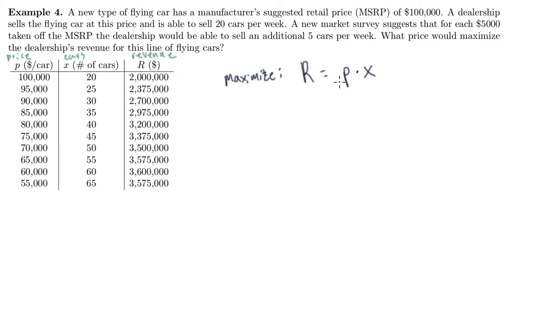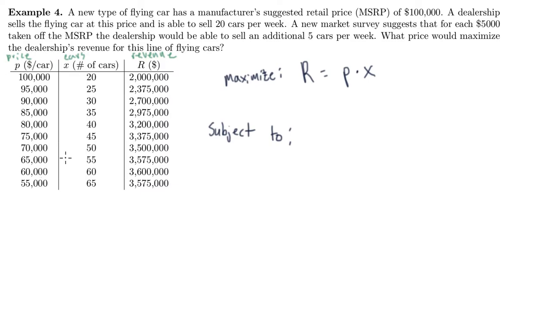Excellent. So what is the constraint? I guess that is the next question. So subject to what? Well, it has to do with this market survey, that for each $5,000 taken off the MSRP, the dealership would be able to sell an additional 5 cars. Now this is a linear relationship, right? And it's actually illustrated here. You see that if the price goes down by $5,000, then the number of cars sold goes up by 5.